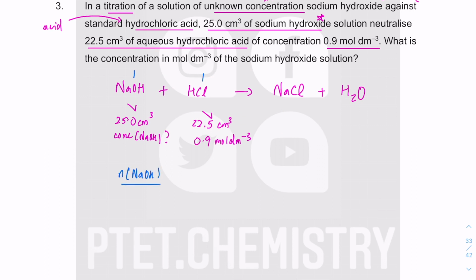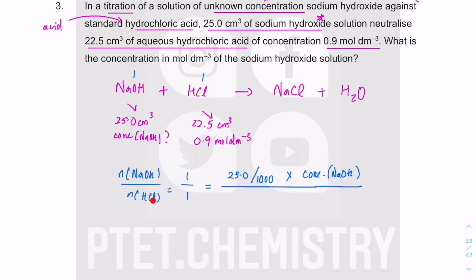The mole of NaOH over the mole of HCl is 1:1. I have 25.0, which is in cm cube. To do concentration times volume, the concentration in mole per dm cube times the volume, the volume must be in dm cube. So I do 25.0 over 1000, that is in dm cube, multiplied by the concentration of NaOH. This is in mole per dm cube times the volume in dm cube, which is going to give me the mole of NaOH.